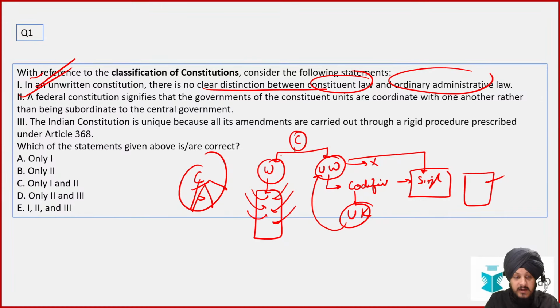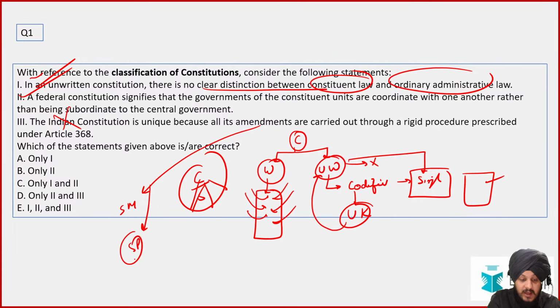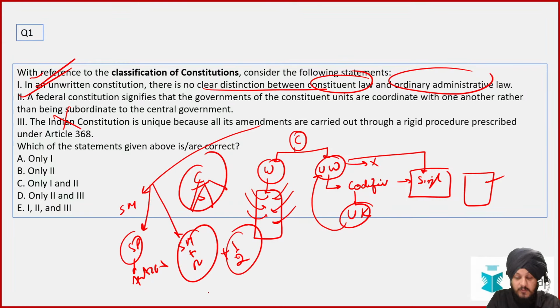The third one says the Indian constitution is unique because all its amendments are carried out through a rigid procedure prescribed in Article 368. This is not the correct statement, because amendments can happen through a simple majority also. It can happen through a special majority as defined under Article 368. And apart from that, it can also be amended through a special majority plus ratification, which requires the consent of half of the states. So there are different types of mechanisms. It is not that only Article 368 is there to amend the constitution.